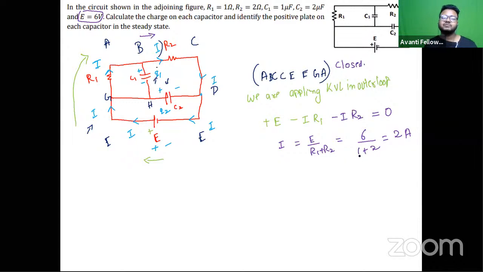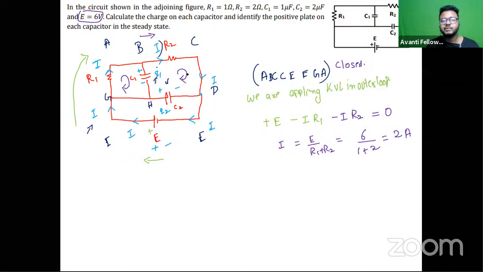So the current that is flowing outside the branches of the circuit is how much? 2 ampere, right? Once you have found out the current, can you find out the charge? For charge, it is very easy, right? Go in this loop, and go in this loop. It is very easy for finding charge.